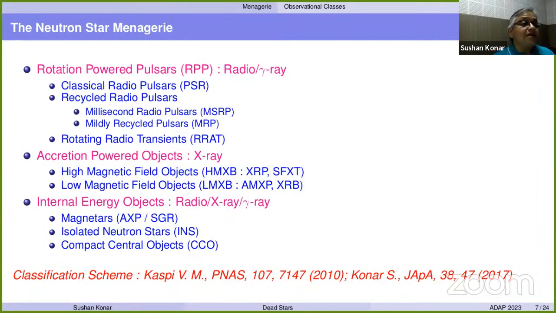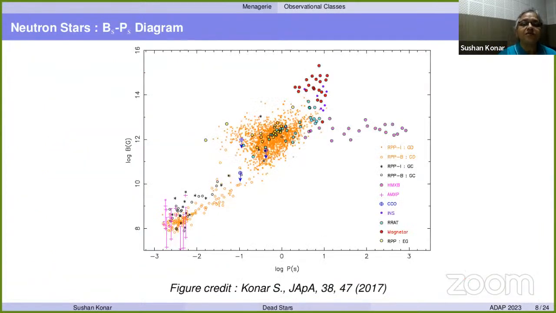Then there are internal energy objects, which we discussed yesterday, that are neither supported by their spin down, nor is any accretion happening. They have some internal source of energy, like the magnetars, where the source is decay of the magnetic field. So these are the basic classes of neutron stars.